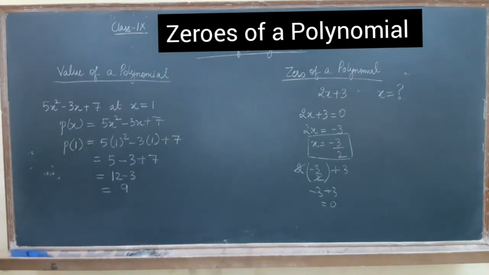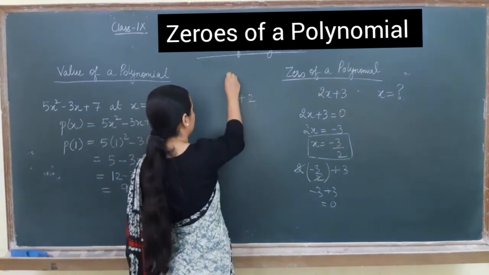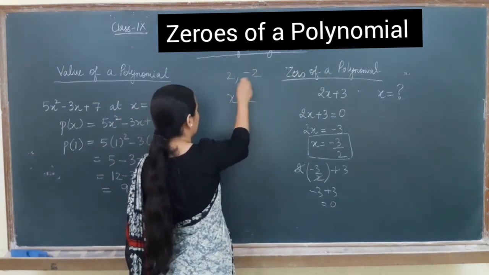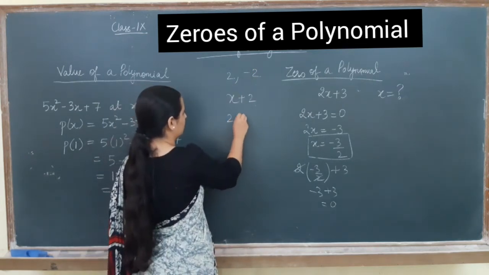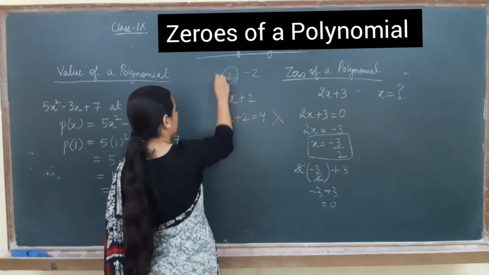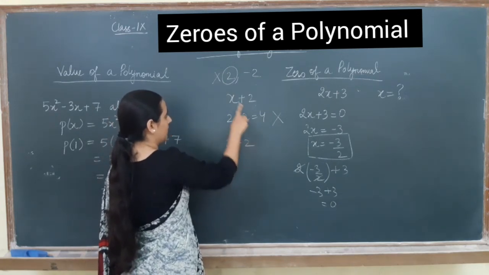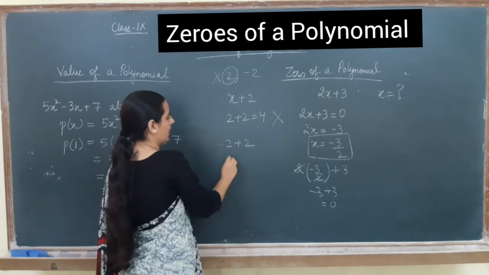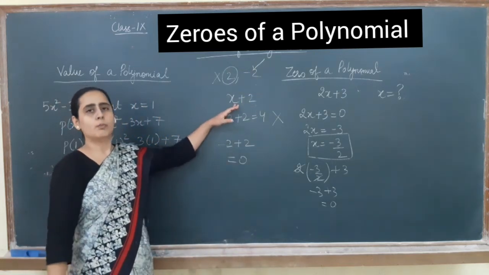The question says, check whether minus 2 and 2 are the zeros of the polynomial x plus 2. The polynomial is given as x plus 2 and we have to check 2 and minus 2. Are these the zeros? So firstly check for 2. If I put x as 2, 2 plus 2, it is 4. The answer is not 0. So this cannot be the zero. Let us try another. Minus 2 plus 2, in place of x I have put minus 2. Answer will be 0. That means yes, this is the zero of this polynomial.